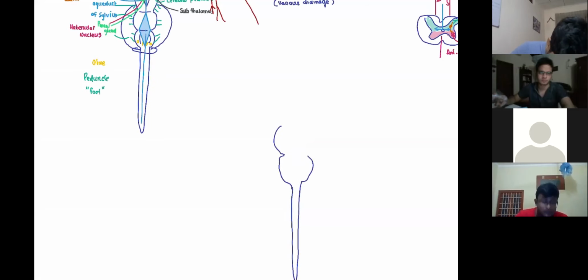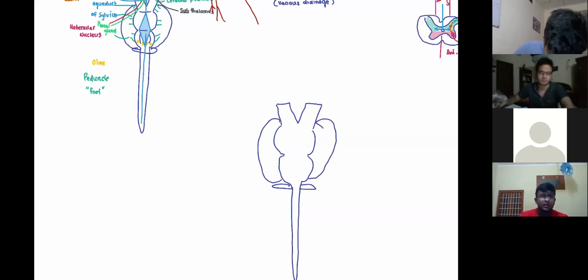So this is the medulla. This is the foramen magnum, the pons. Then we have the midbrain. We have the cerebellum, cerebellar peduncles, superior, middle, and inferior. Okay. And over here we have the thalamus.